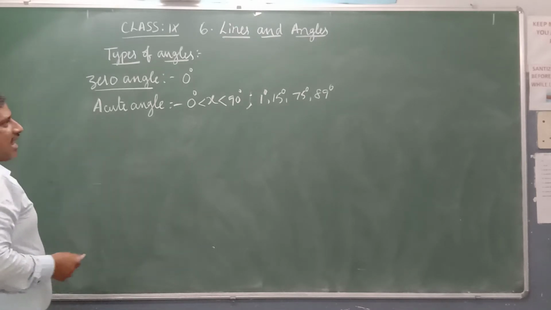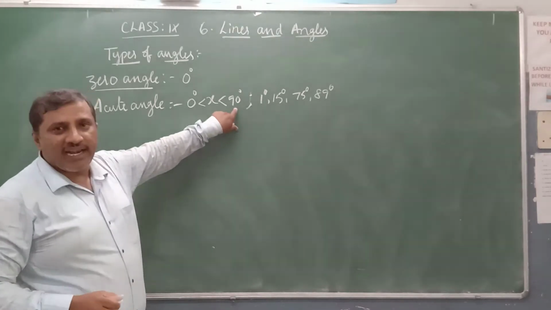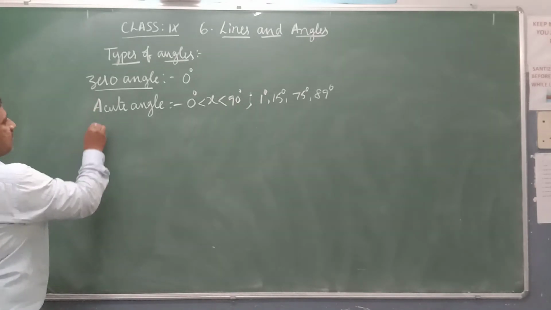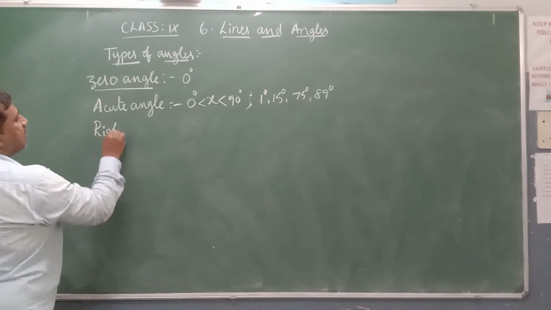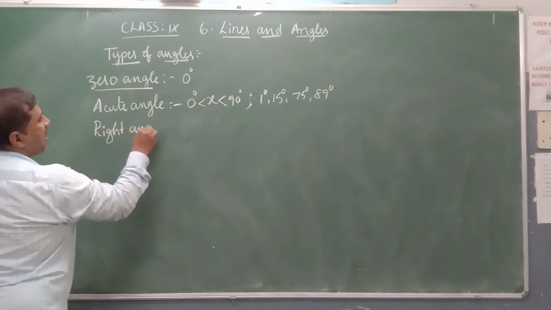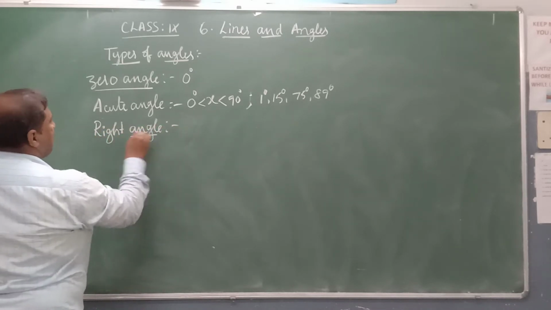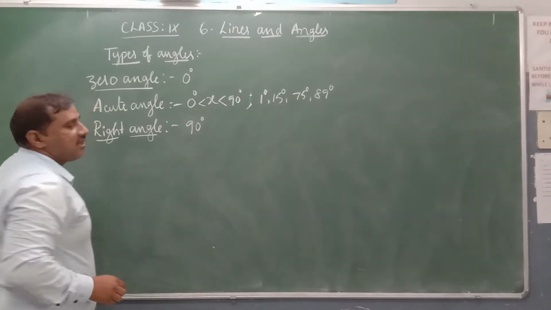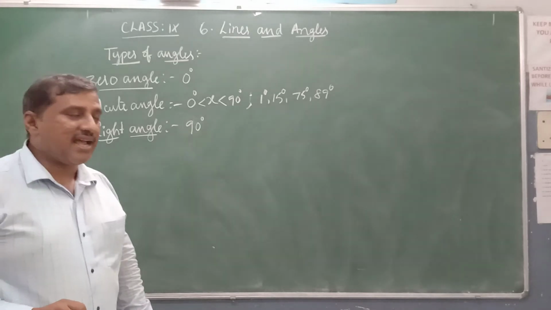Now, what do we call an angle which is exactly equal to 90 degrees? That angle is known as a right angle. So what is a right angle? An angle whose measure is 90 degrees. Such angles are known as right angles.